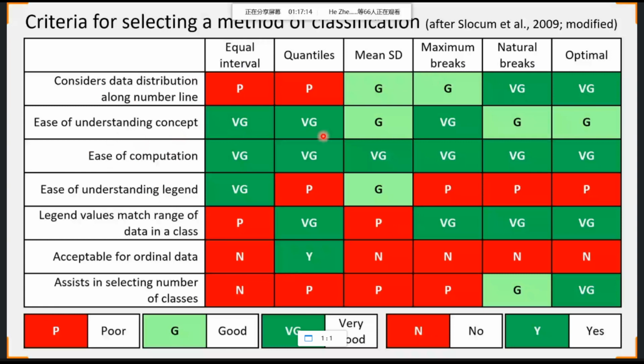Generally speaking, it's more complicated towards the end, the later methods, the natural breaks and optimal, but also the standard deviation is sometimes a bit more difficult. But it depends on the knowledge of the users, of course, if it's easy or not to understand the concept. If you're already familiar with them, you can say all of them are very good, no problem. But if you're not so familiar with them, then of course these three methods, equal interval, quantiles, and maximum breaks, are easiest to understand.